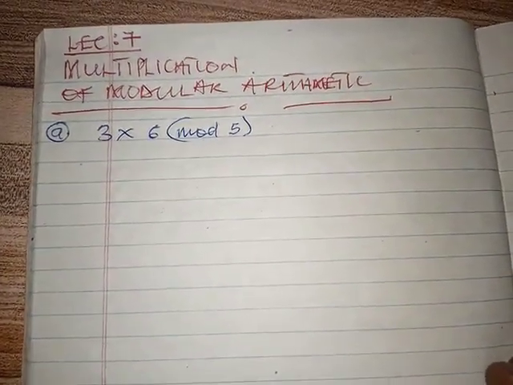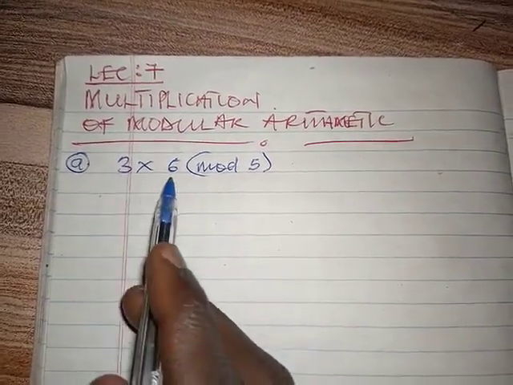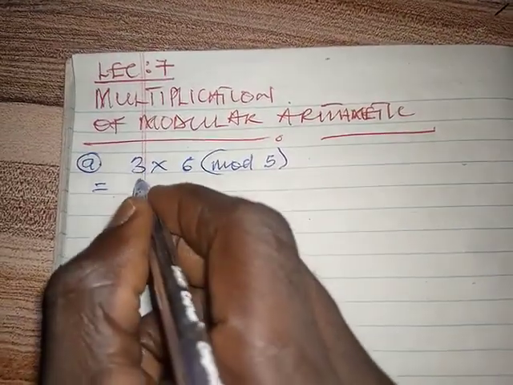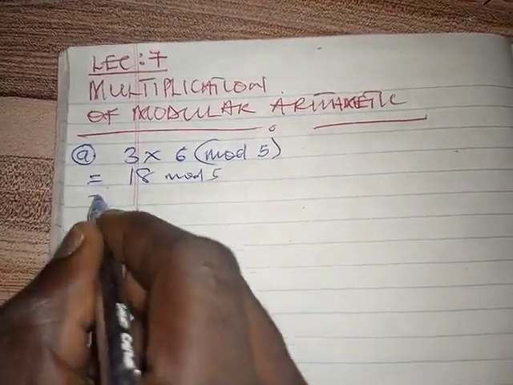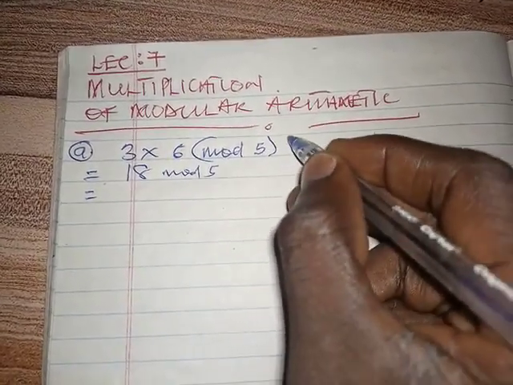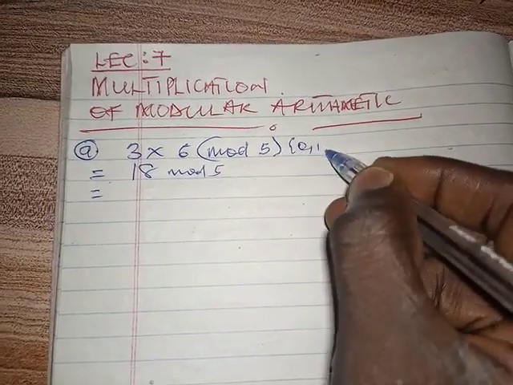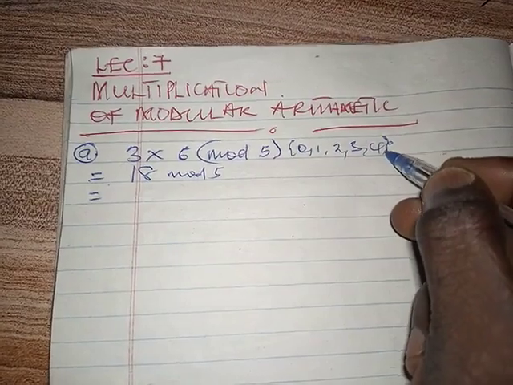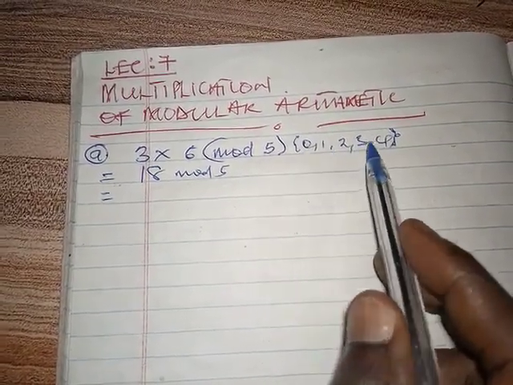Now we'll be looking at multiplication of modular arithmetic, and our first example is 3 times 6 mod 5. So 3 times 6 is 18, and 18 mod 5 means that under mod 5 our answer should be either 0, 1, 2, 3 or 4. So our answer can pick any of these values.